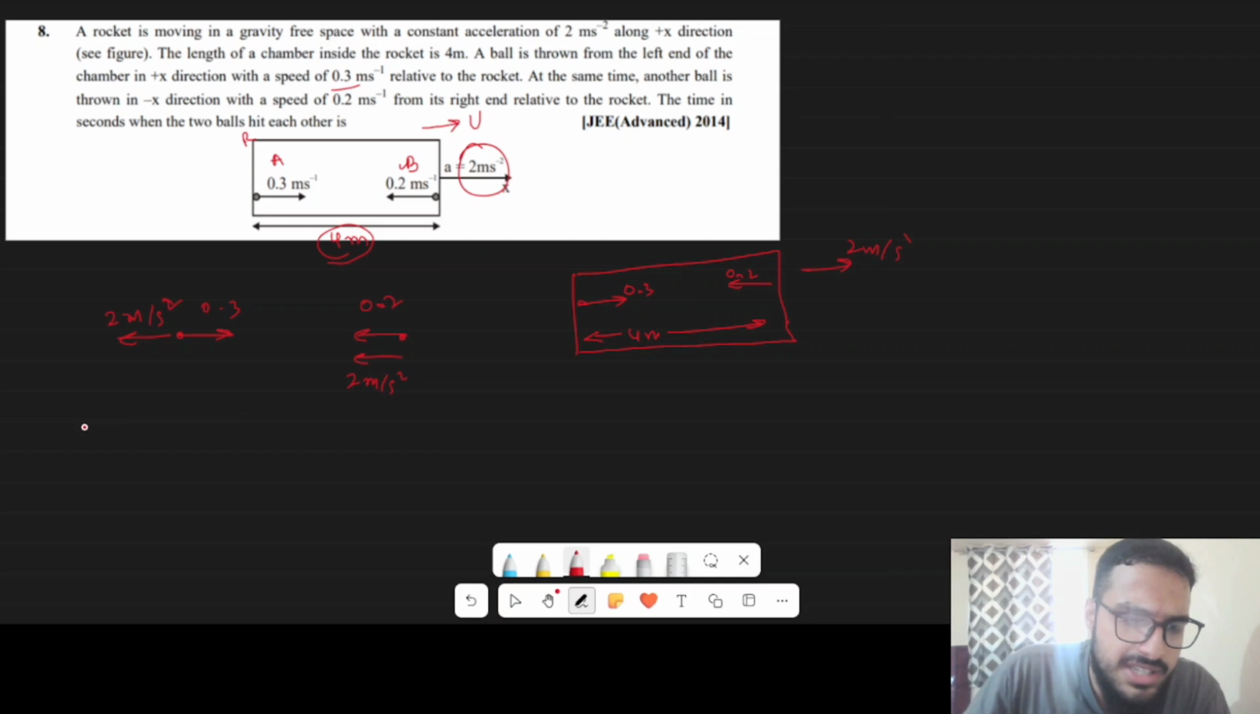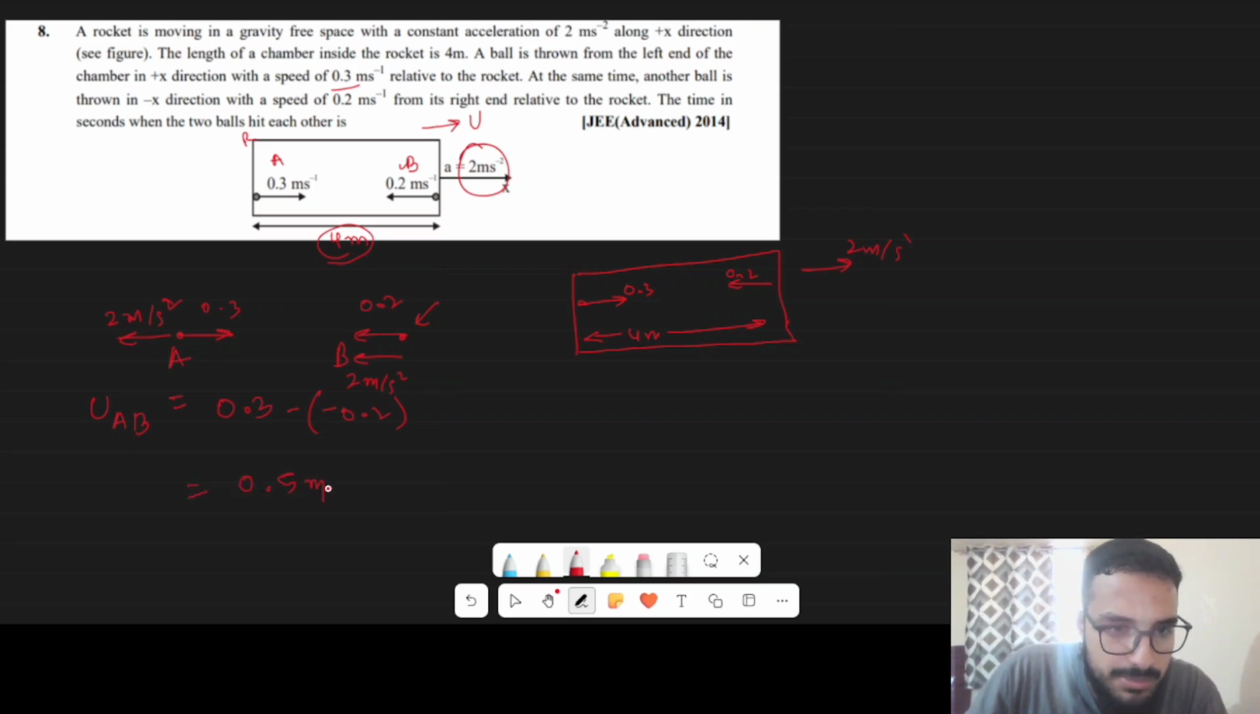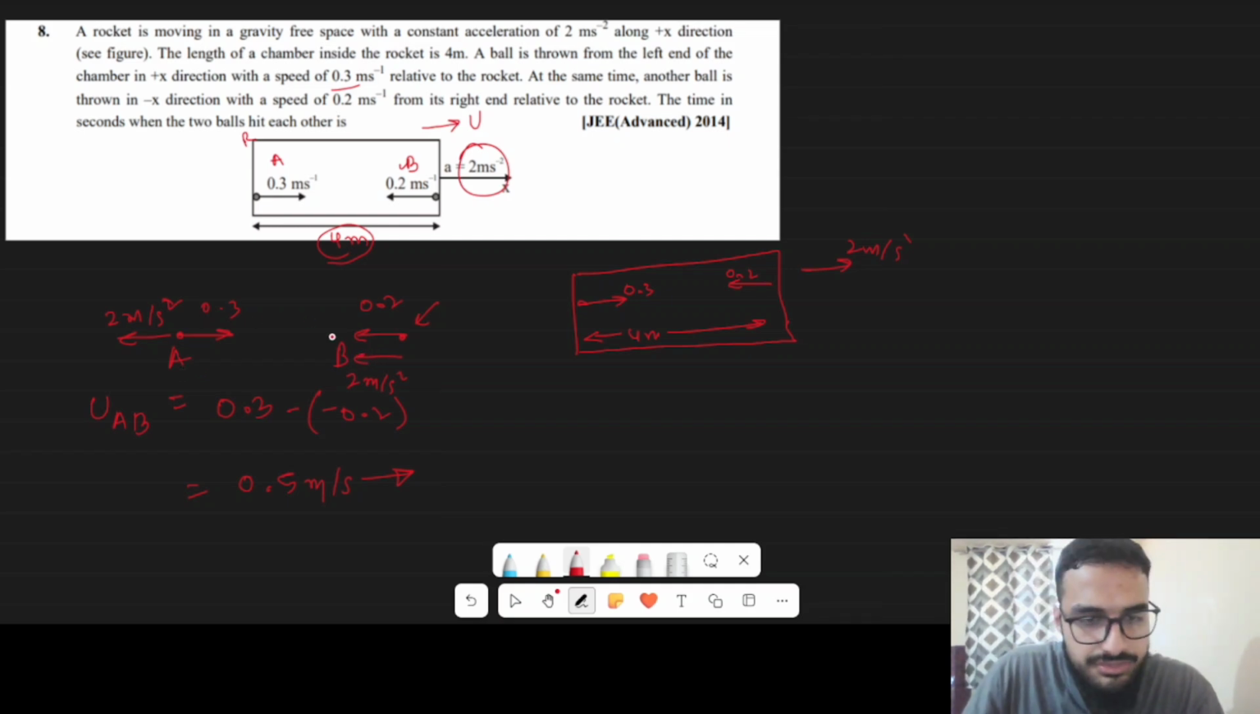So can we say what is the relative velocity of A with respect to B? So B is at rest, for example. We'll say the initial velocity is 0.3 of A minus 0.2. Basically that will add up to 0.5 meter per second in right direction, isn't that? Because B is at rest. For B as an observer, A is moving towards B with 0.5 meter per second.